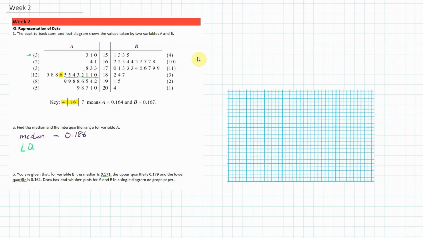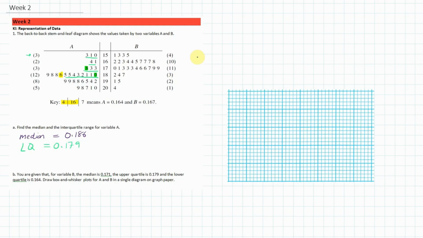Okay, so we're going to look at the lower quartile now, and you can see that there's 16 pieces of data below the median. So the middle of 16 is 8 and 9. So we're going to look at the 8th and 9th, and then find halfway between them. So 3, 5, 8. So that's the 8th and that's the 9th. Halfway between those two, 0.178 and 0.180, I think should be 0.179.